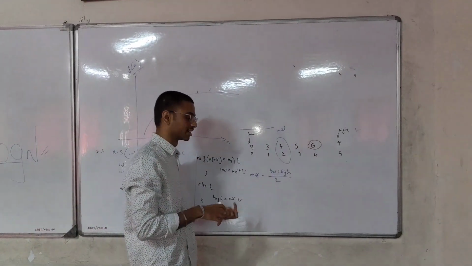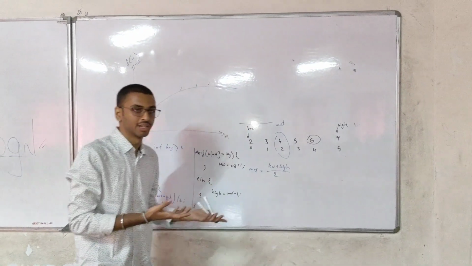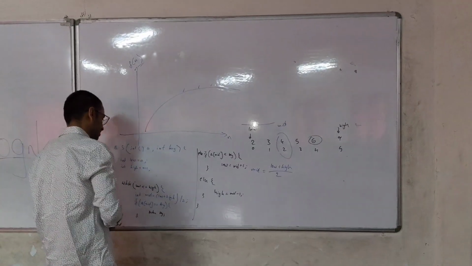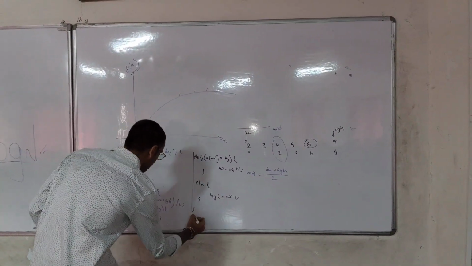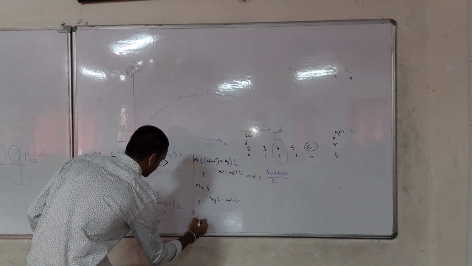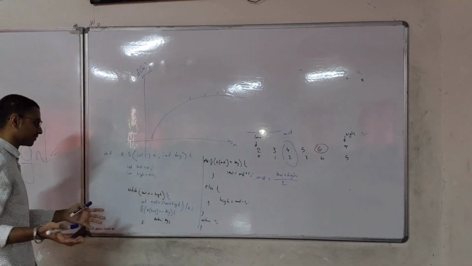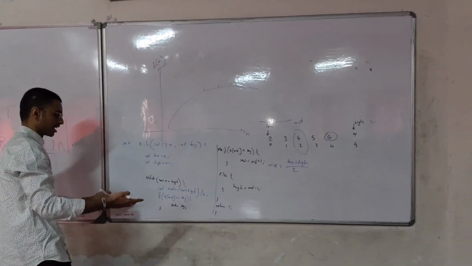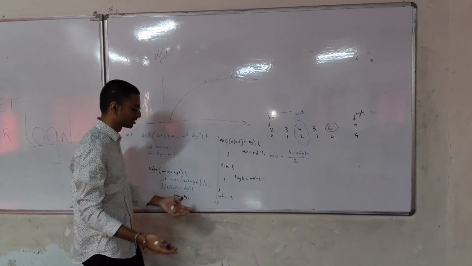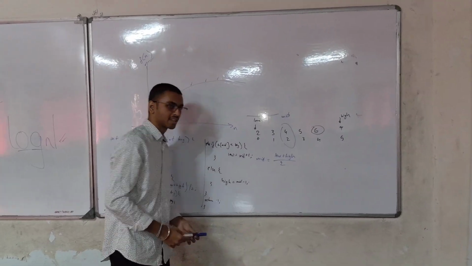Now, what if we don't find an element? So after all this, I'm going to return minus 1. So if the key exists in the array, the key is going to get returned, or else minus 1 is going to get returned. Thank you, guys.